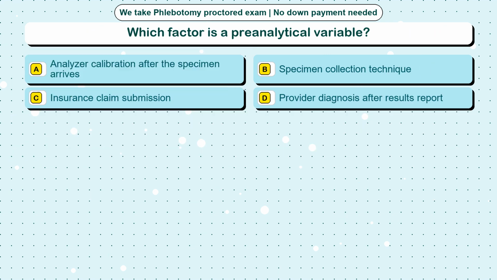Question 75. Which factor is a pre-analytical variable? Option A, analyzer calibration after the specimen arrives. Option B, specimen collection technique. Option C, insurance claim submission. Option D, provider diagnosis after results report.